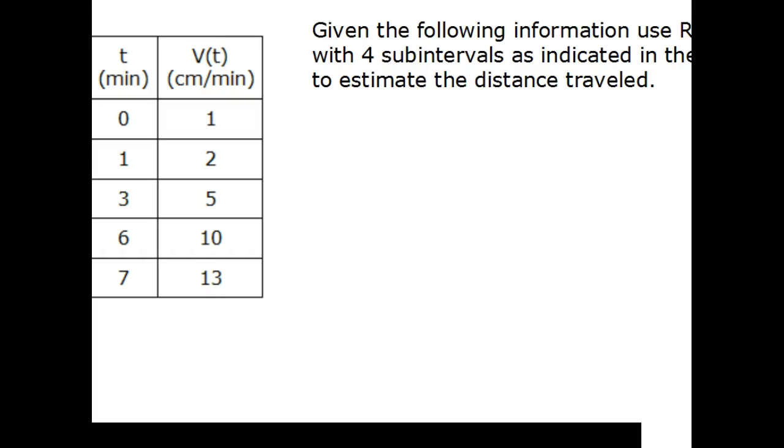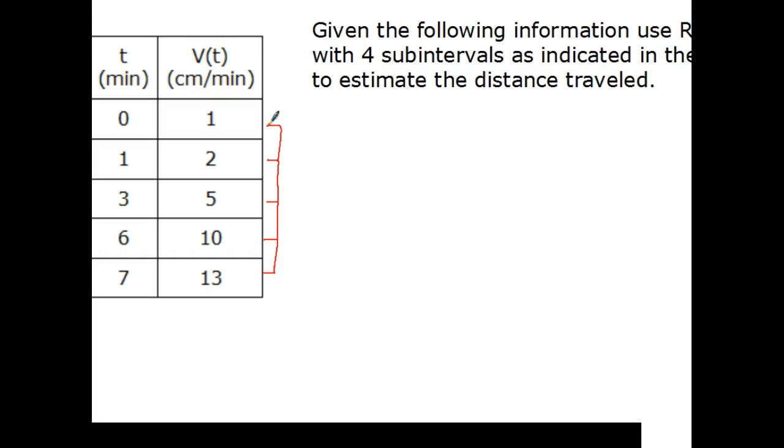I'll be fine. All right, given the following information, use RAM with 4 subintervals as indicated in the table to estimate the distance traveled. This is like the talk that we had for our homework. Are the intervals even? No. Let's go 0, 1, then 3, then 6, then 7. So we are using right RAM, which means you are starting at the back side. So here's your rectangle 1, 2, 3, 4.